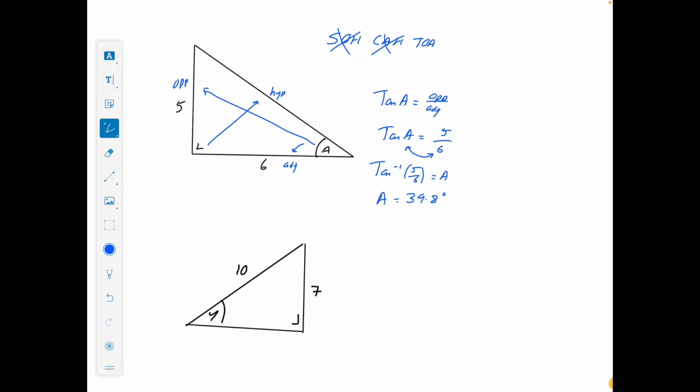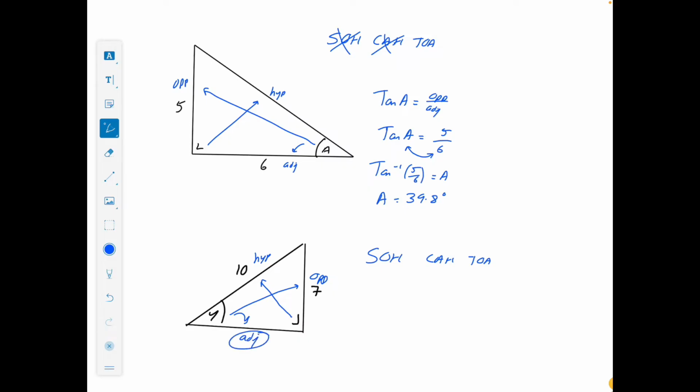So same thing again here. We know two sides. We're looking for an angle. That rules out Pythagoras. So we're going to use SOHCAHTOA. First things first, label your sides. So that's my hypotenuse because it's opposite the right angle. This is my opposite, the angle in question. And then this is my adjacent.